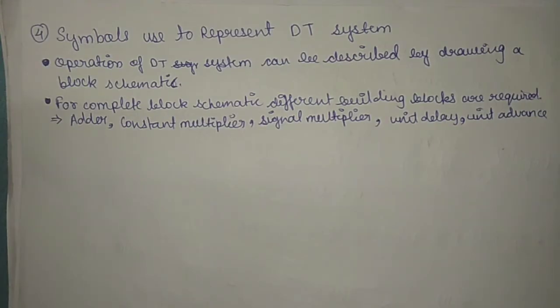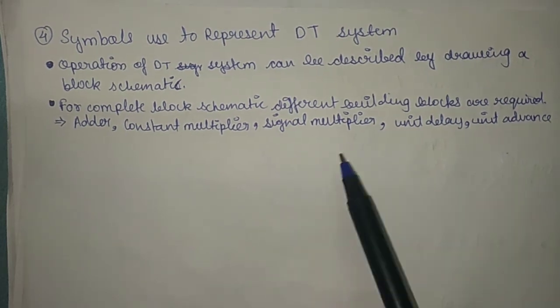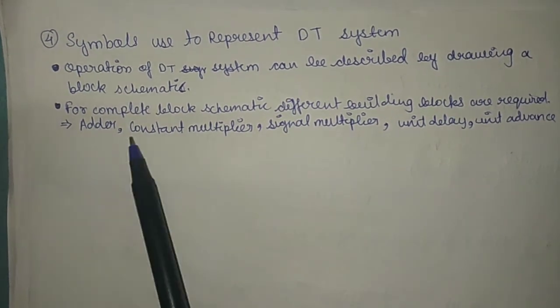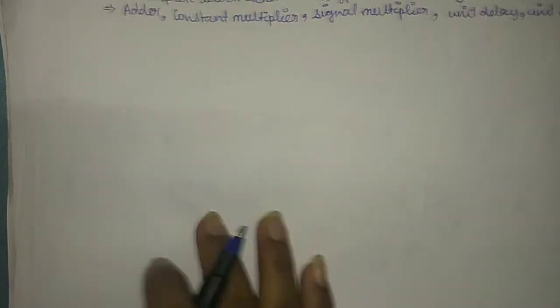Next are the symbols used to represent the discrete time system. The operations of a discrete time system can be described by drawing block schematics. Different building blocks are used to form a complete block schematic. These building blocks are the adder, constant multiplier, signal multiplier, unit delay, and unit advance. We will see them one by one. First is the adder.